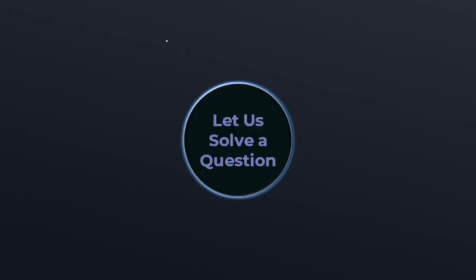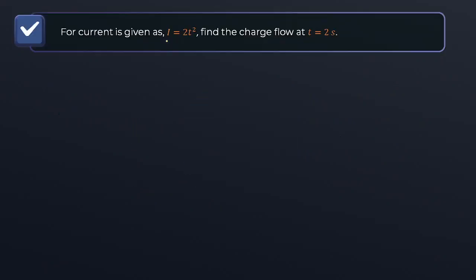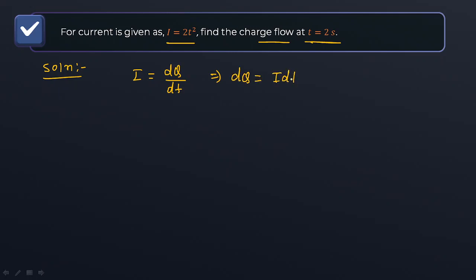Now, let us solve a question. The question is: current is given as I equals 2t square. Find the charge flown at t equals 2 seconds. Means in 2 seconds how much charge has flown, that we have to find. So what formula do we have to use? Till now in this chapter we have studied only one formula, I is equal to dq by dt, right? So what we want to find is dq, that will be equal to I times dt, right?